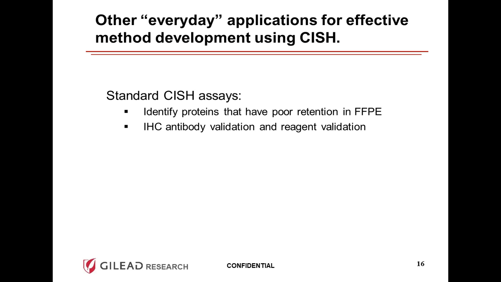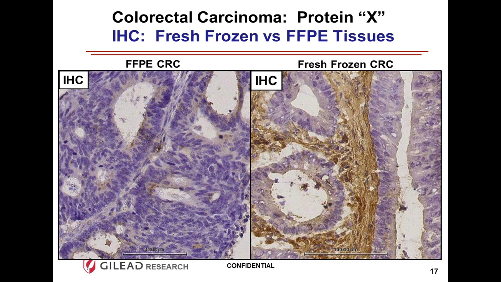So I want to get into other everyday applications that we like to use in situ hybridization. Just standard CISH assays, no dual assays or anything like that. We basically use them almost on a weekly basis to validate antibodies, validate our reagents. And we also use them to identify proteins that either have poor retention in FFPE or where there's no antibody available to use for IHC purposes.